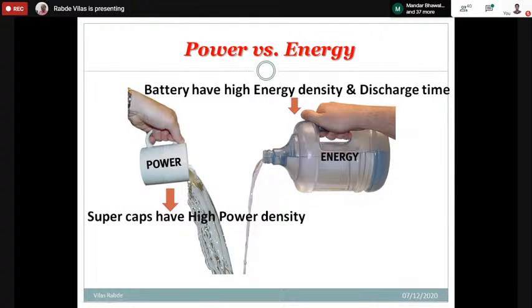So this is a comparative picture of battery, which has high energy density and high discharge time. If you see pouring water through a mug, you can have a short burst with high water rate. Compared to the conventional battery, you can have some kind of a flow. You cannot discharge the entire jug instantly. So this picture can convince you about the power density capabilities of supercapacitor.